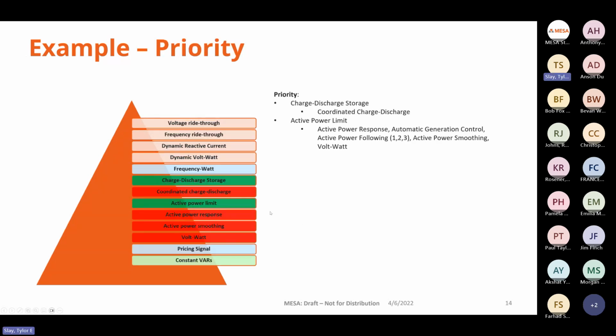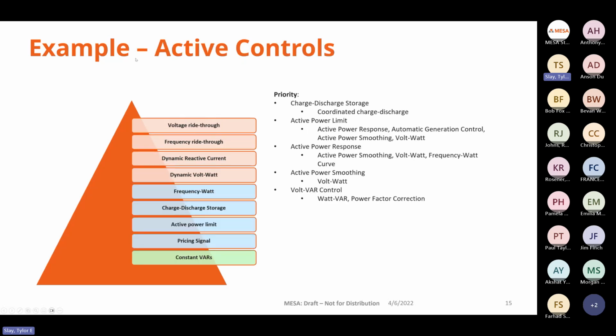So now that we've thinned out the mutually exclusives, we can thin out the priority. Charge discharge storage has a higher priority than coordinated charge discharge, so we'll remove that from the active list. Active power limit has a priority conflict with active power response, automatic generation control, active power following 1, 2, and 3, and active power smoothing and volt watt. So we'll remove those from the list. And that leaves us with our final active controls.